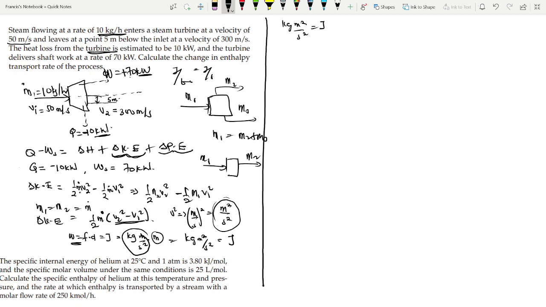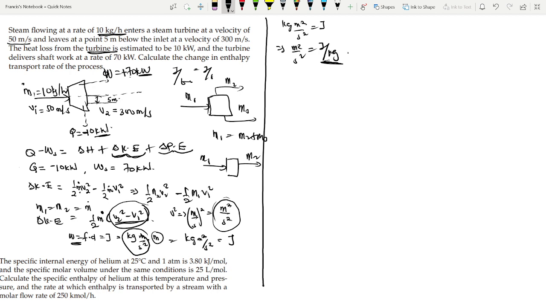So now when we want just meter squared per second squared, I'm going to get meter squared per second squared is equal to joules per kilogram, right? So it means that when we evaluate only v2 squared minus v1 squared, our unit here becomes joules per kilogram, right? Now when this is given as joules per kilogram, the 2 is a constant, so dimensionless. So we are still going to get joules per kilogram.